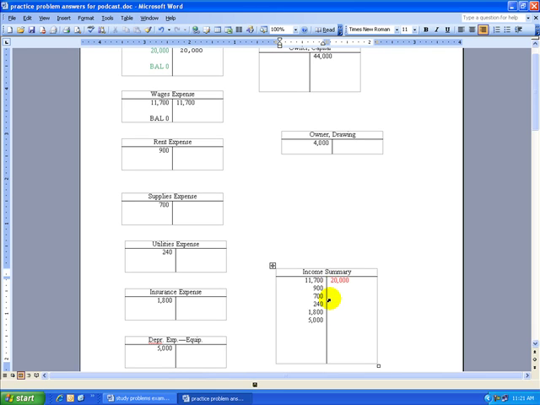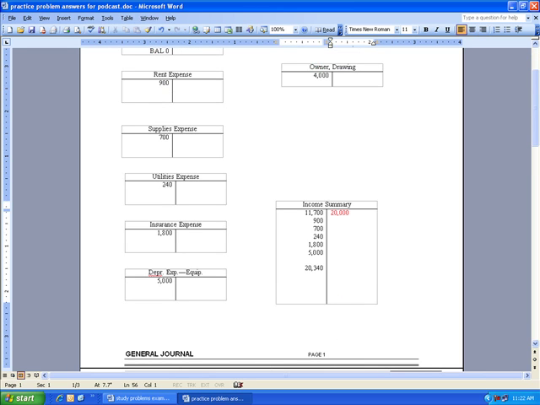The next thing we need to do is foot income summary. Remember, when you foot an account, all you do is total up the debit side and the credit side. So first let's total the debit side. When we total it, we get $20,340. Now we need to foot the credit side of income summary, which we can do by simply bringing down the $20,000 as there are no other entries.